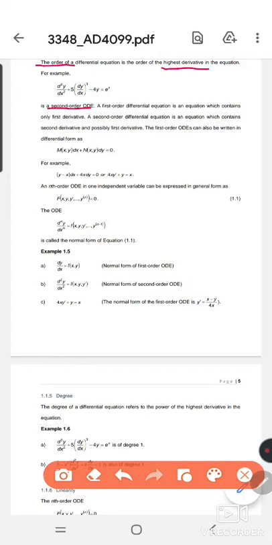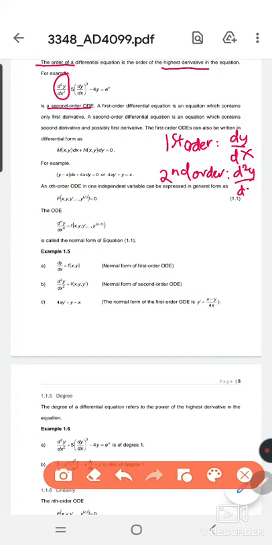Sebab apa kita panggil second order? Sebab dia ada second derivative kat sini. So that's why we call second order. A first order differential equation is an equation which contains only first derivative. So kalau saya sebut first order, contohnya dia cuma ada dy dx. So if I call second order, dia ada second derivative dalam differential equation tu.